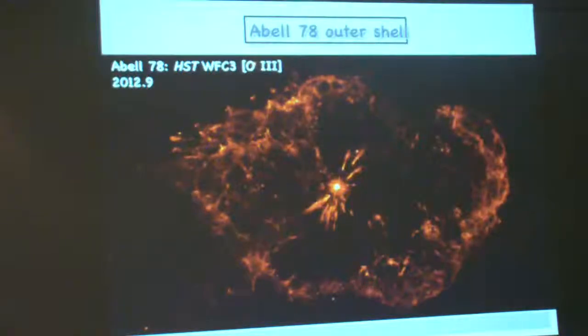We can also look at the outer shell of AL78. So this is the old image of that, and I'm going to point here so you can look at that feature in comparison with that star there, and you see that there is really noticeable expansion of the shell.